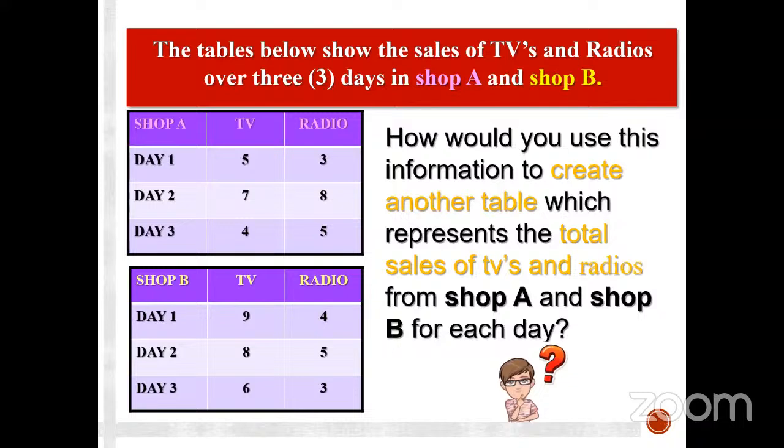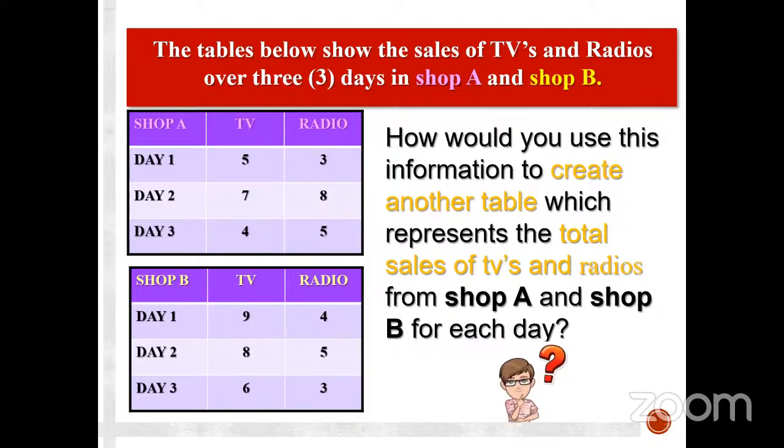I see the chat lighting up. Yes, DJ is saying the differences for the 3 days. Total, DJ, we want the total. I just want to condense this into one table that will show me the total sales for television and radio for both shops. One table I need. What do you think that could look like?